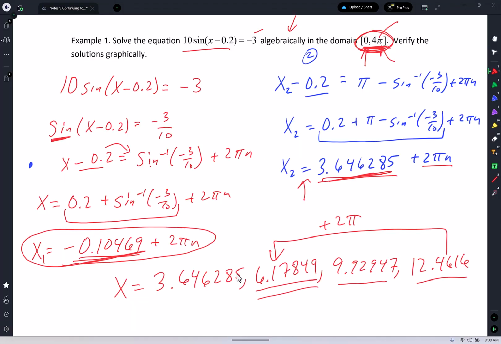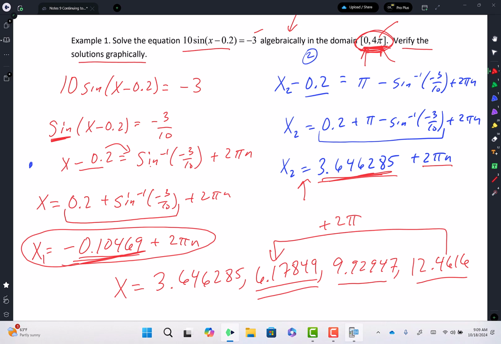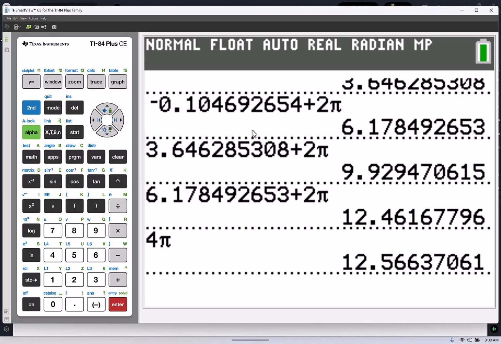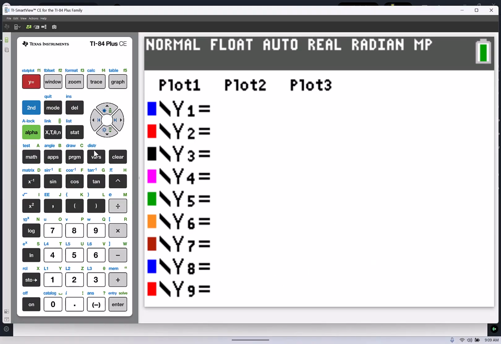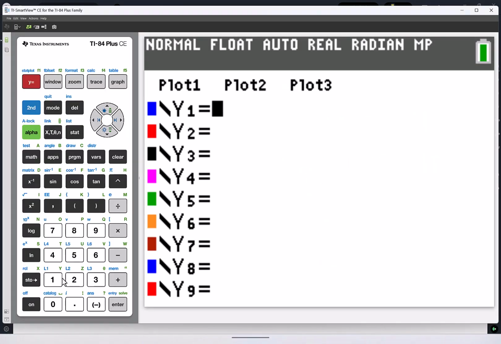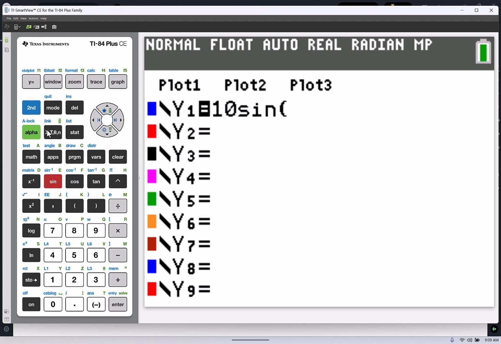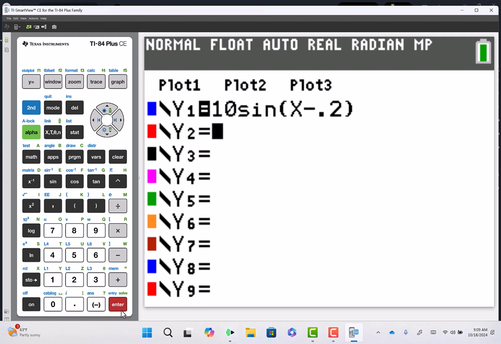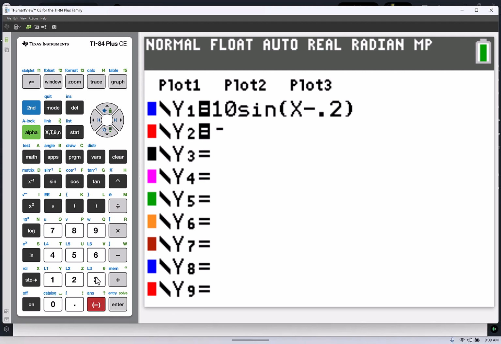All right. Now it says verify the solutions graphically. Okay, guys, on the exam I will probably just tell you to give me the x values. So a lot of you, maybe you're like, man, I don't want to do all that. Then just do this. What was the equation? 10 sine x minus 0.2. So try it out, guys. Practice. And on y2, what am I going to type? Negative 3.